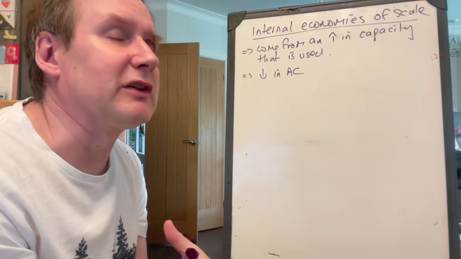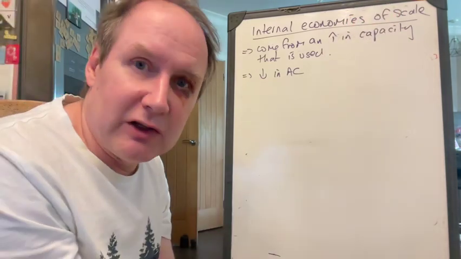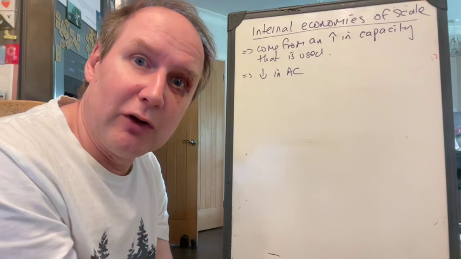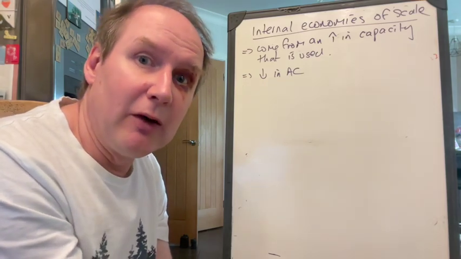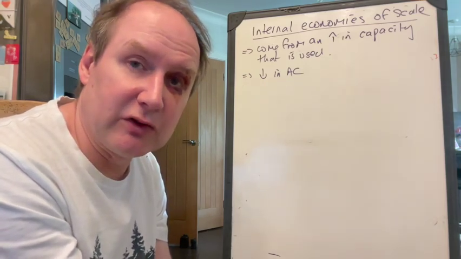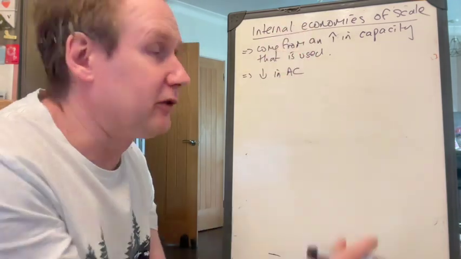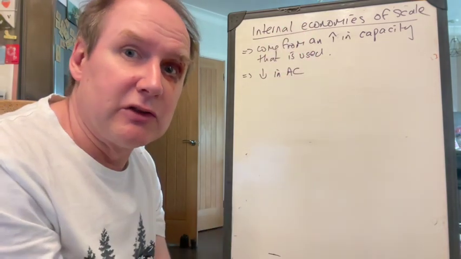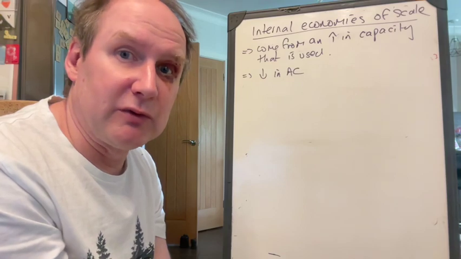Referring back to what we mean by scale, scale can change as a result of either organic growth, where you invest in your own capacity, or through mergers and takeovers where you buy somebody else. Both of those can lead to internal economies of scale. So what are these examples of economies of scale?